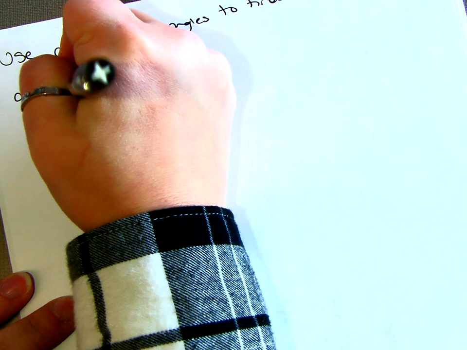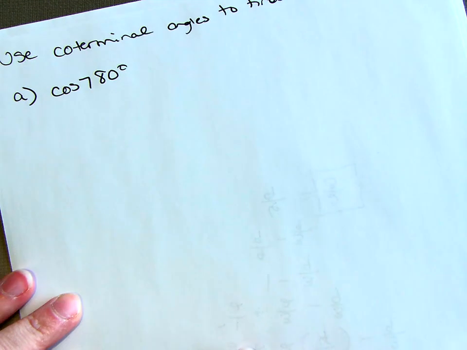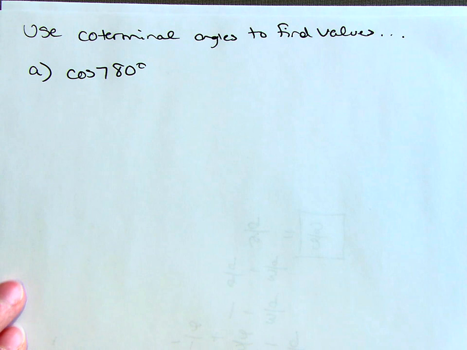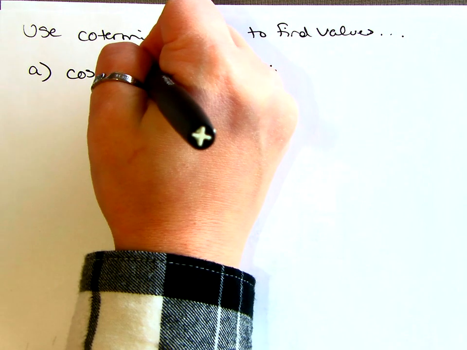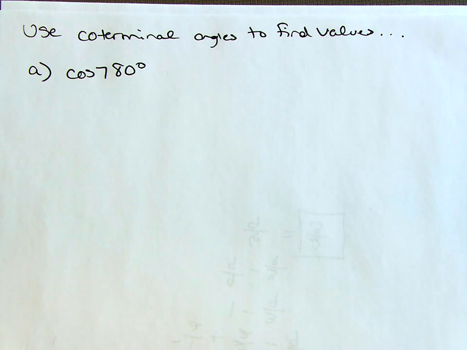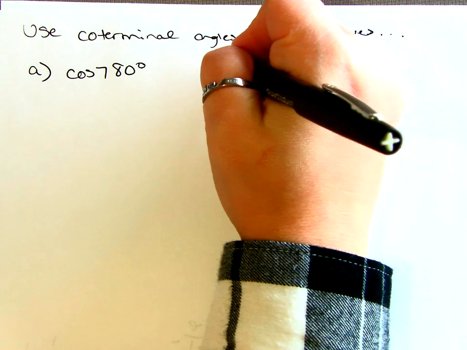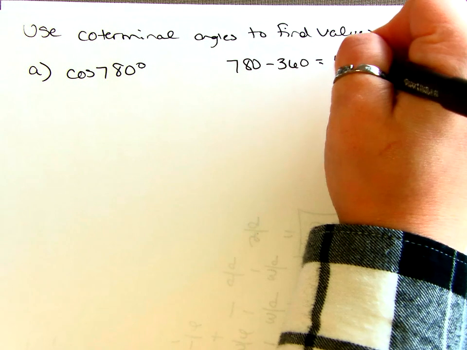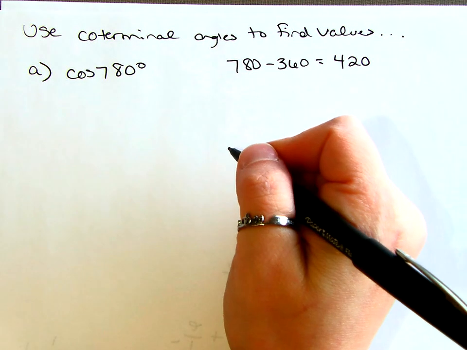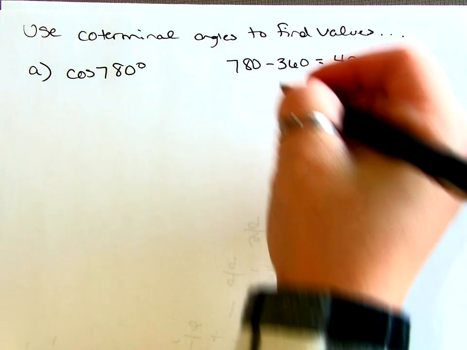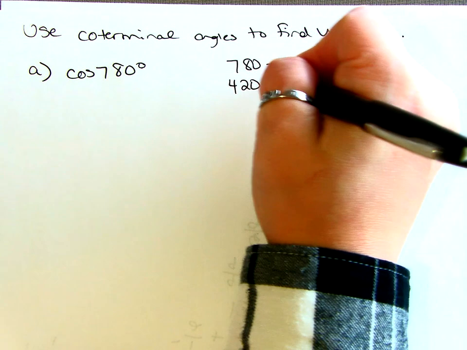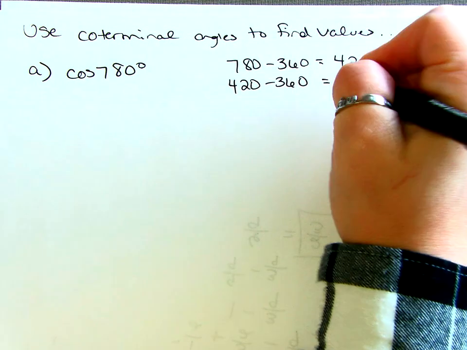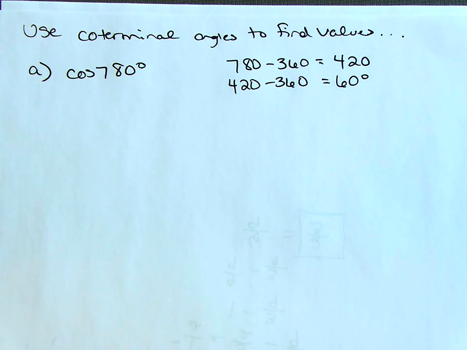Cosine of 780 degrees. That's obviously bigger than 360. So I'm going to take 780 degrees minus 360. That gives me 420. That's still bigger than 360, so I'm going to do it again. 420 minus 360 is 60 degrees. So a coterminal angle to 780 is just 60 degrees.